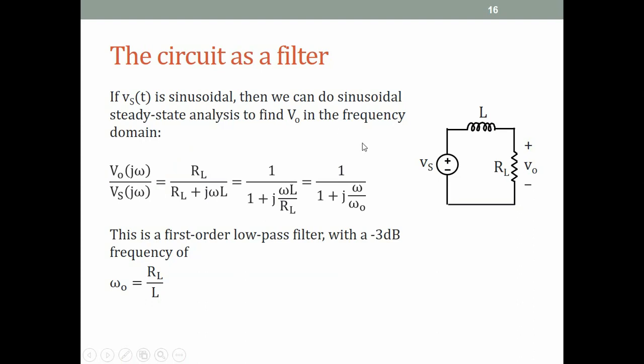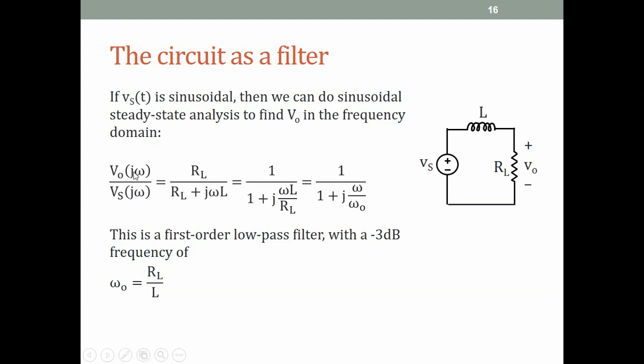Now let us do a sinusoidal steady state analysis of the same circuit and arrive at the same conclusion. So let us think of this circuit with a sinusoidal input voltage. Let us say Vs is a sinusoid of some frequency omega. Then we know that this circuit, an LR circuit with a sinusoidal input voltage, acts as a low pass filter, so that the output is a low pass filter version of the input.